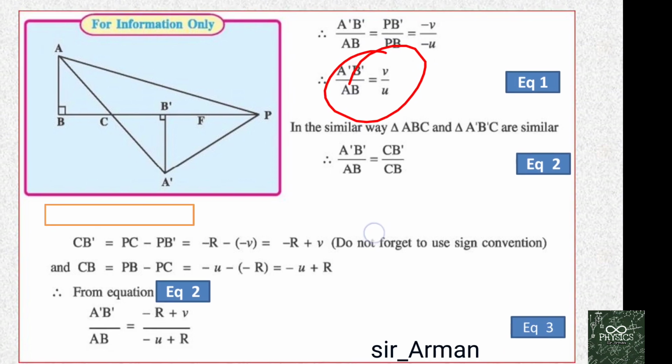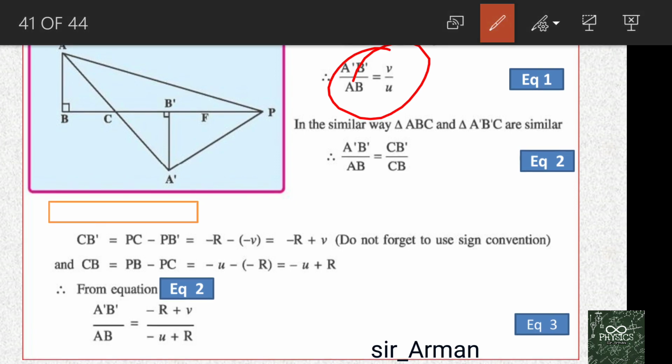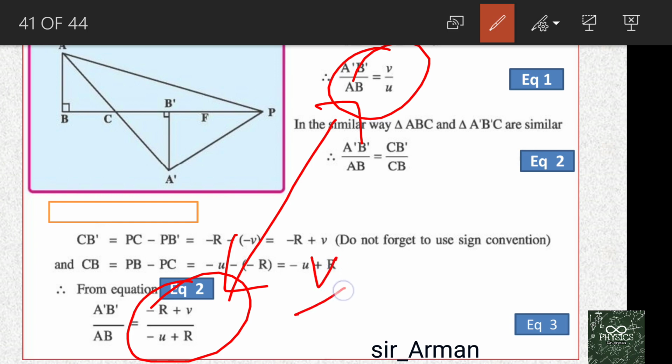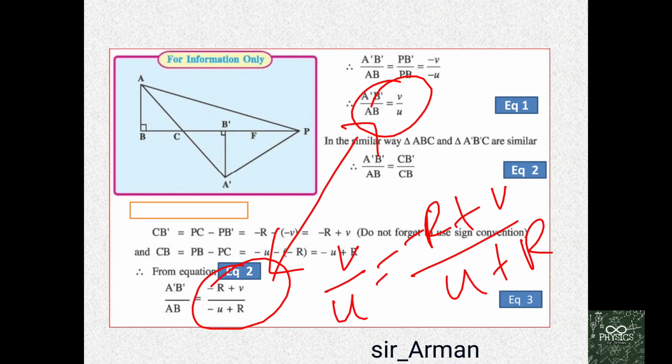And here A dash B dash by AB is equal to minus R plus V by minus U plus R. So again we can equate this because their LHS are the same. When the left hand side is the same, then the right hand side is also the same. So here we can equate V by U is equal to minus R plus V divided by minus U plus R. So we will equate this and obtain the new equation.